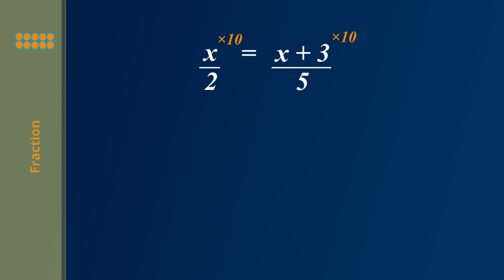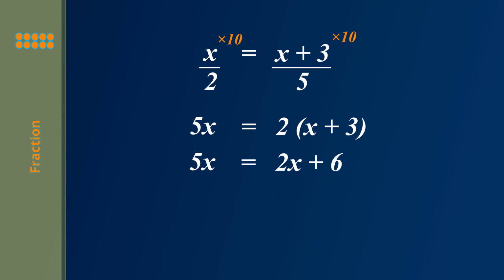On the left, x divided by 2 is multiplied by 10. 10 divided by 2 is 5, so that becomes x times 5, or 5x. On the right, x plus 3 is in parentheses, divided by 5 and multiplied by 10. 10 divided by 5 is 2, so that becomes x plus 3 in parentheses multiplied by 2. But we're not finished yet. Let's remove the parentheses by multiplying by 2. That's 5x equals 2x plus 6.